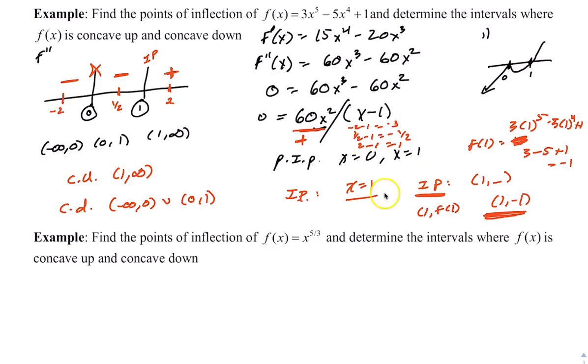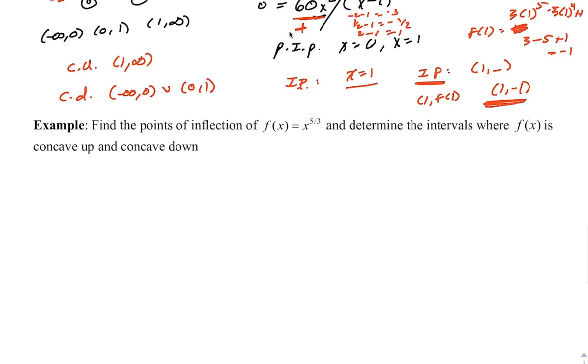But the key thing to keep in mind is when you find an inflection point, that's only your x value. You still got to plug it back into the original function to get the point. Anytime I want you to find a point, you have to plug into the original function. When you do a sign chart, it's always whatever derivative you're doing a sign chart for. But when we want a point, it's the original function.